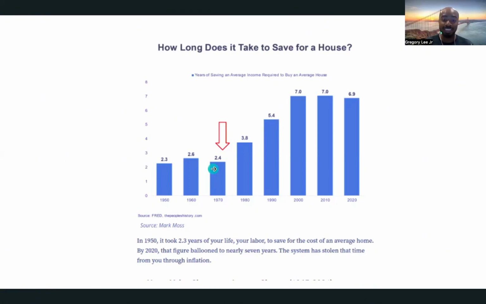So in the 1970s, it was 2.4 years, but now it's 7. It's getting exponentially harder. And now it's probably even higher, because that was in 2010.